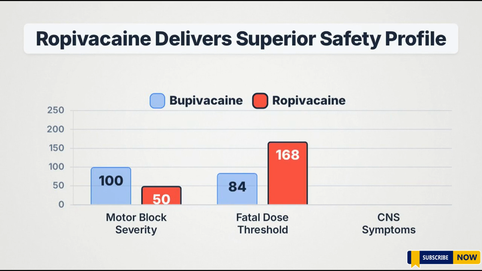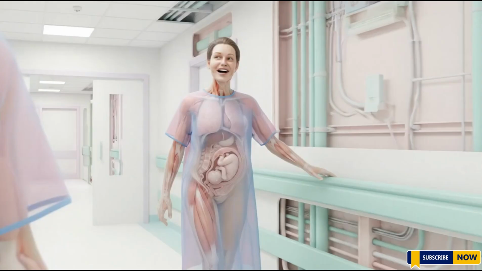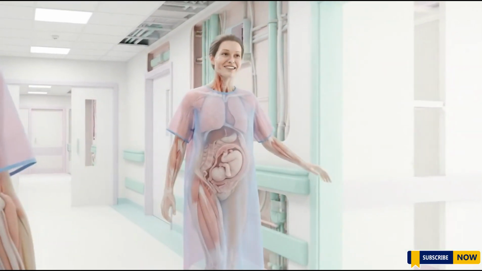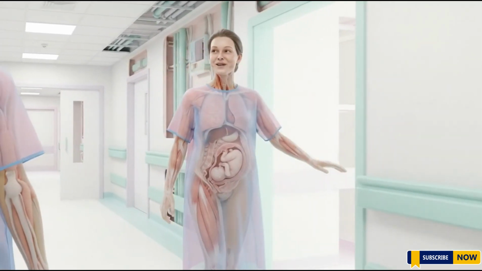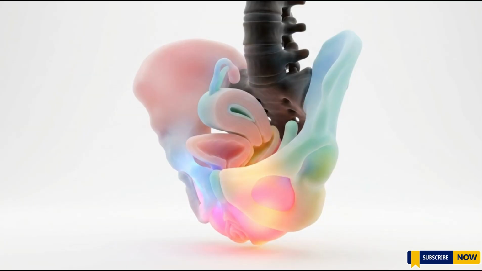It also provides a superior safety margin, with a fatal dose threshold twice that of bupivacaine. Overall, it's 25% less toxic, producing fewer central nervous system symptoms. Clinicians select ropivacaine in early labor to maximize sensory block and preserve motor function while expanding the safety margin against systemic toxicity. As the patient enters the second stage of labor, a distinct neuroanatomical shift occurs.